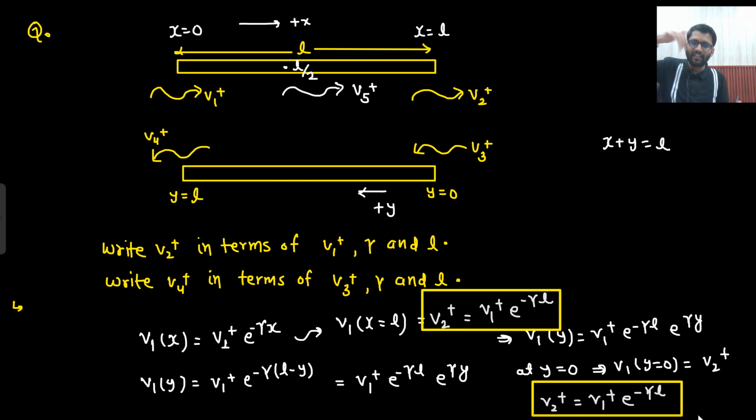So what you have studied, you will see the direction that V1 plus is going in this direction. If it reaches V5 plus, that means it has traveled down a distance of L by 2. And similarly for V5 plus, it has traveled down a distance of L by 2.